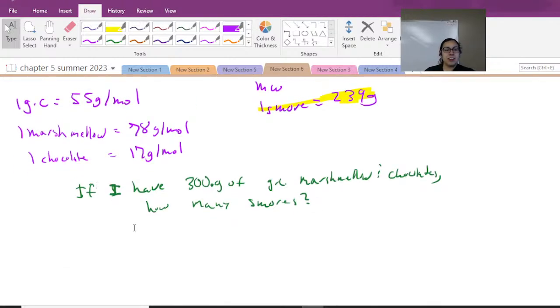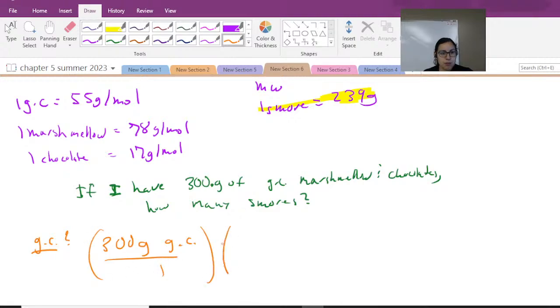So let's at least figure out how many s'mores we can get with 300 grams of graham cracker. Let's start with our graham cracker. We have to convert it back to moles. So 1 mole of graham cracker. Try to write a little clearer. And so that brings us to how many individual graham crackers we have. So now we have moles of graham crackers.